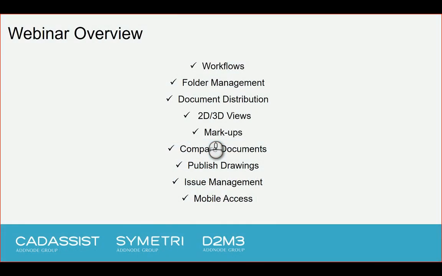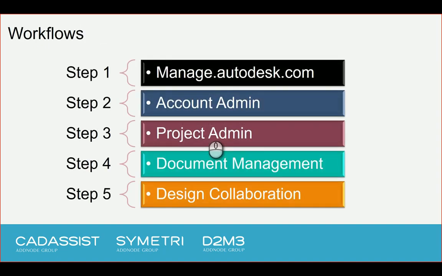So what we're going to be looking through today is the workflows of BIM 360 document management. Within each segment there are separate different workflows, so we're going to be testing that and having a look at it. We're going to be looking at folder management, document distribution, how to look at 2D and 3D views, how to mark them up, how to compare documents that have been uploaded several times, how to publish drawings correctly. Then we're going to finalize with issue management and a couple of pointers with regards to mobile access.